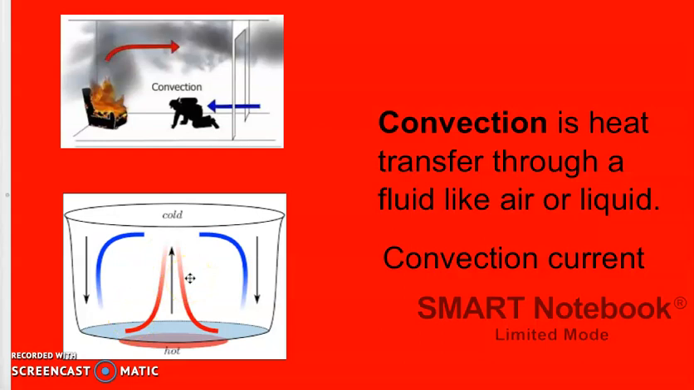Happens in the mantle of the earth, happens with fires, happens anytime you have convection as a means of heat transfer. So you do not have the direct contact. The heat goes through some kind of convection current as it goes through a liquid or the air. So that is convection. It has to have the convection current, and it's not direct contact.